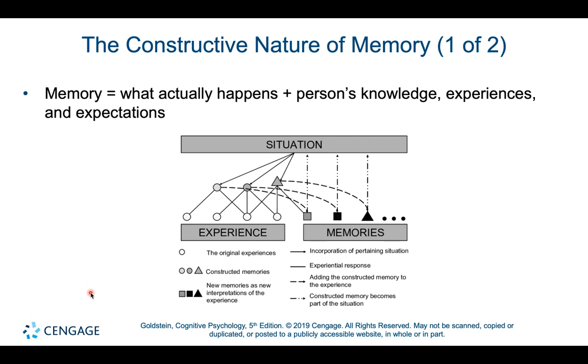So, really, what ends up happening is that memory becomes a combination of what actually happened, the true core of what the memory should be, but then people add on top of it extraneous information based upon their own knowledge, experiences, and expectations, in addition to maybe factors of the situation. So we have the situation, the true memory of what actually happened, and someone's prior knowledge, experience, and expectations, all interacting to construct a memory.